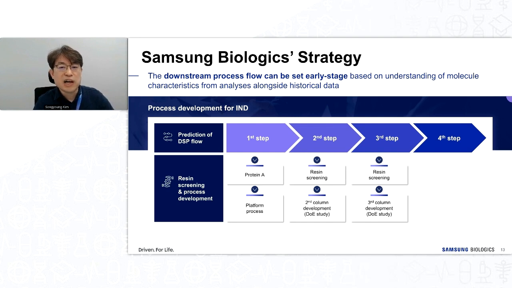So in summary, our DSP group applies this approach in the early stage, drawing on historical knowledge and tests to understand molecular characteristics. Typically, we recommend designing the downstream process, including one or two resins from resin screening. The downstream process will be finalized by defining the optimal operational range of each resin through a DOE study.